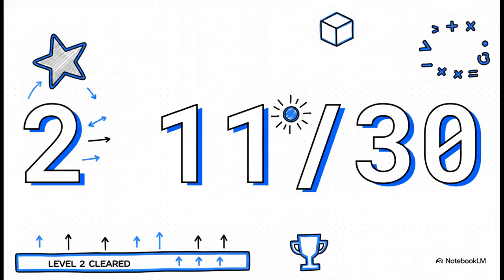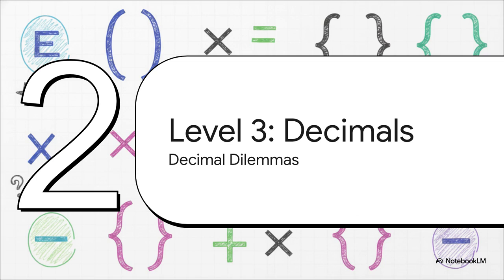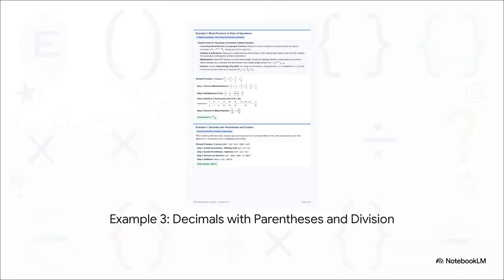Level 2 is cleared. Up next, Level 3, Decimal Dilemmas. Okay, let's keep this momentum going. It's time for Level 3, where we encounter the highly specific challenges of grouped decimal arithmetic. Now, decimals can look super messy, but remember, the blueprint literally never changes.